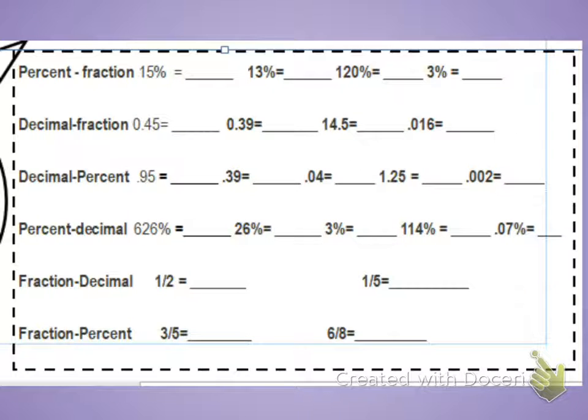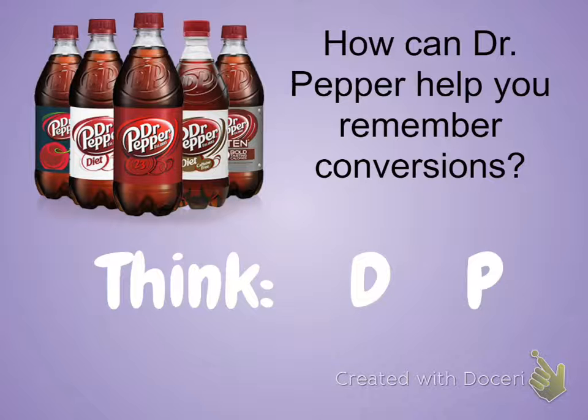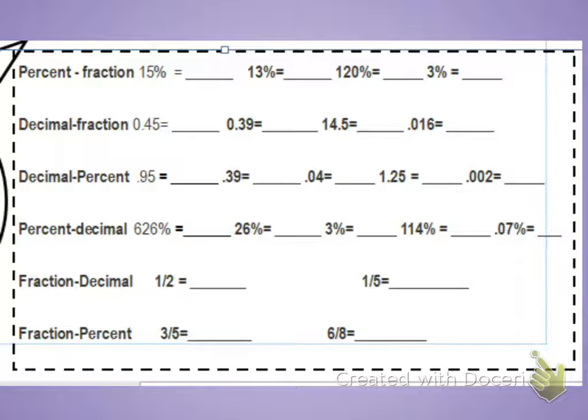So our next one says decimal to percent. So Dr. Pepper says we're going to move it 2 places to the right. So let's start with the first one. 0.9512 is 95, and go ahead and add a percent sign. 95%.